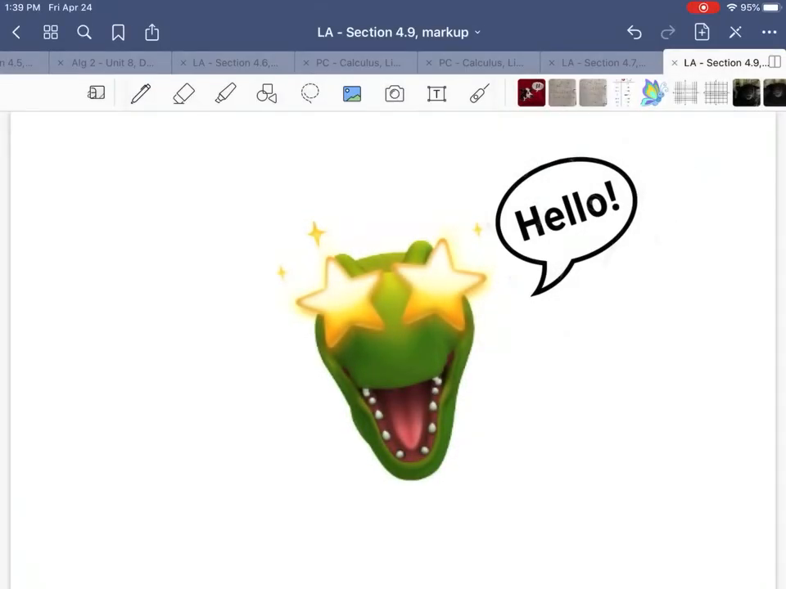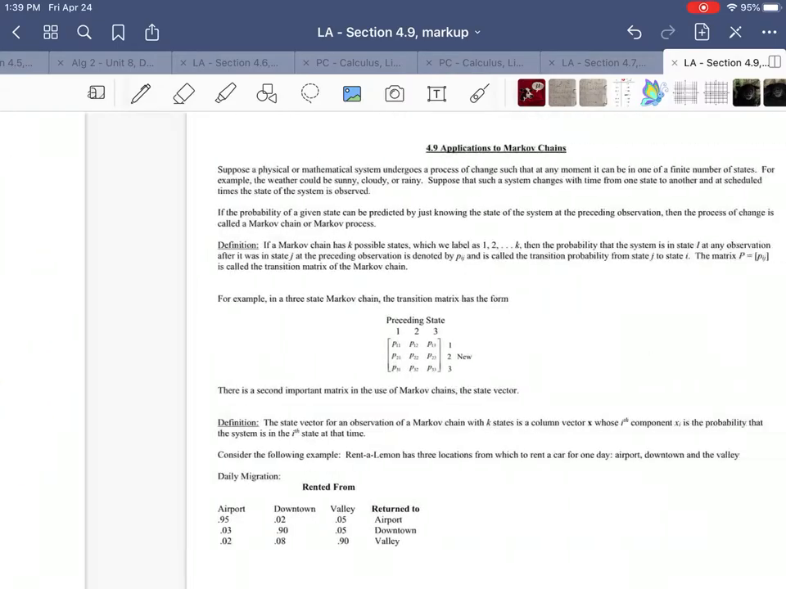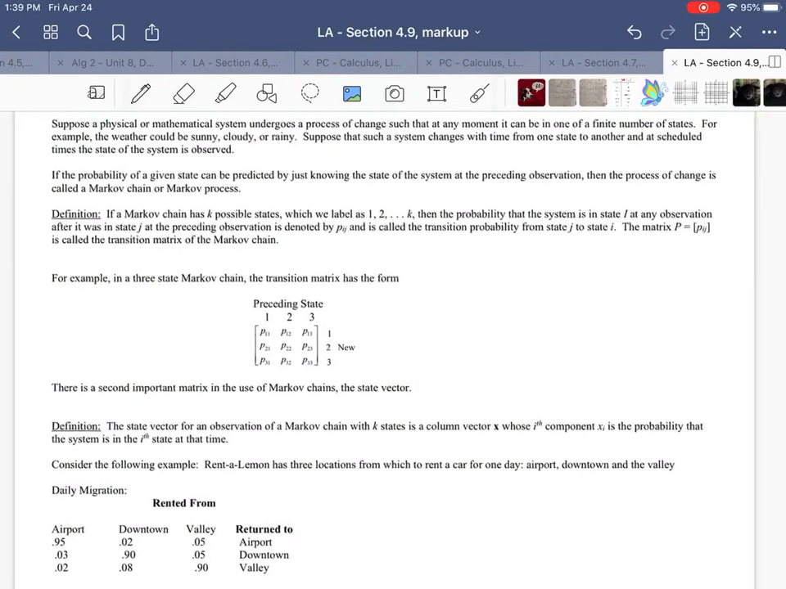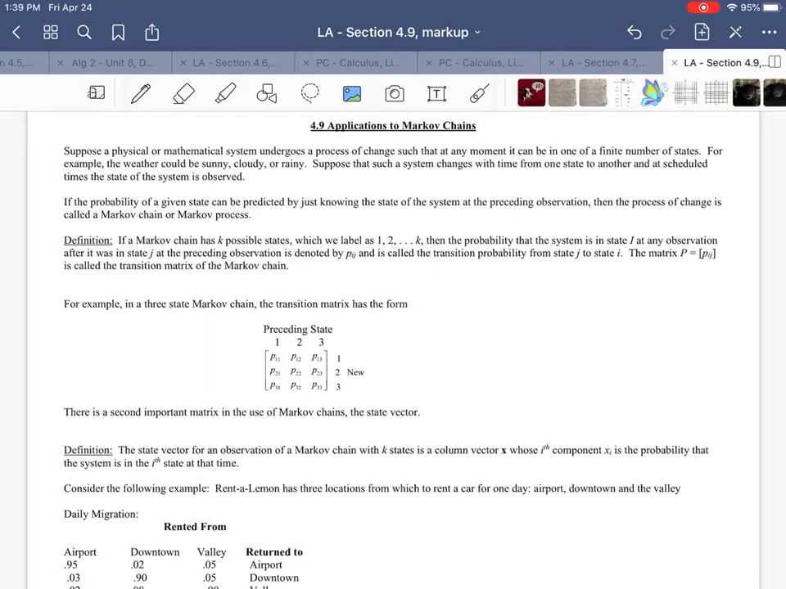Today we're going to do section 4.9, which is on something called Markov chains. It's kind of an interesting application thing. If you have a highlighter, maybe highlight this little part right here. Suppose a physical or mathematical system undergoes a process of change such that at any moment it can be in one of a finite number of states. For example, the weather could be sunny, cloudy, or rainy.